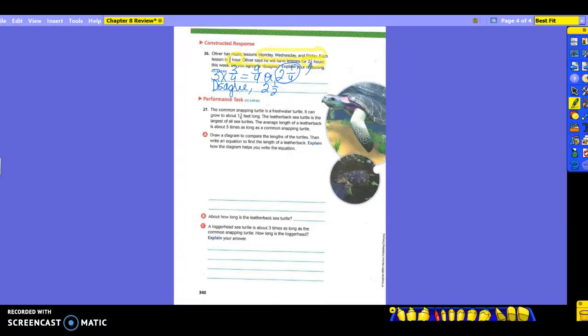Is 2.5 less than 2 1/4? No, 2.5 is not less than 2 1/4. There you go. So 2.5, and we can use the greater than symbol, is greater than 2 1/4. So just remember which one you say first. 2.5 is greater than 2 1/4. You could have changed it around and said 2 1/4 is less than 2.5.